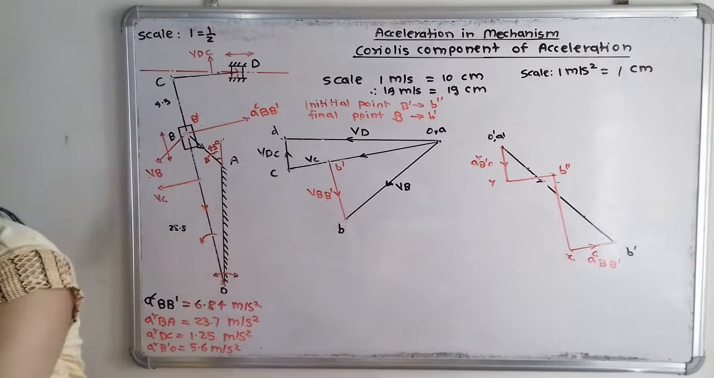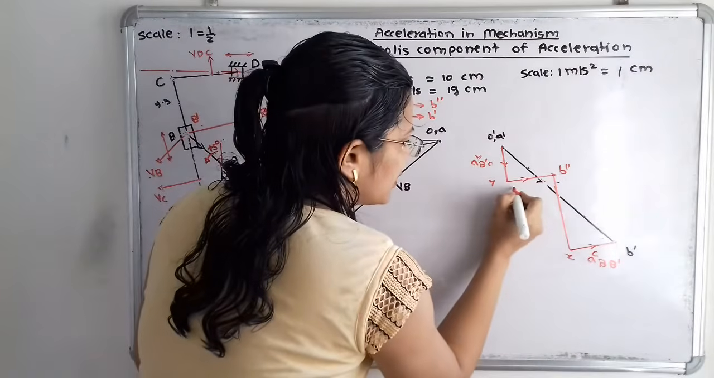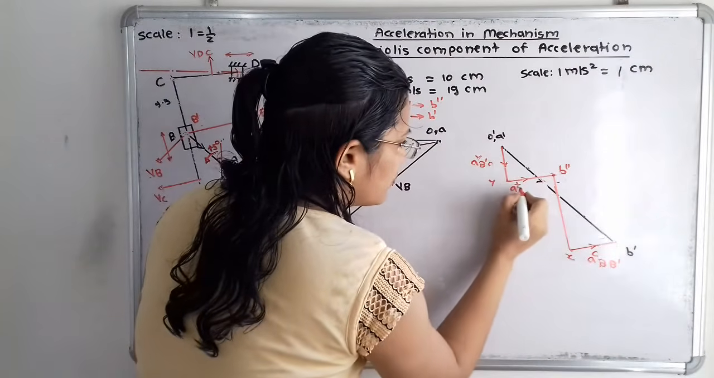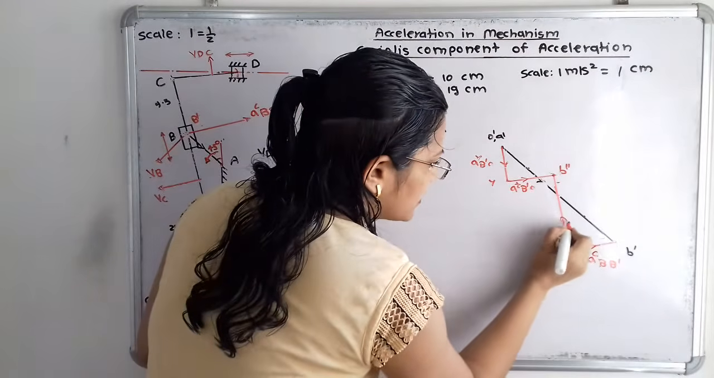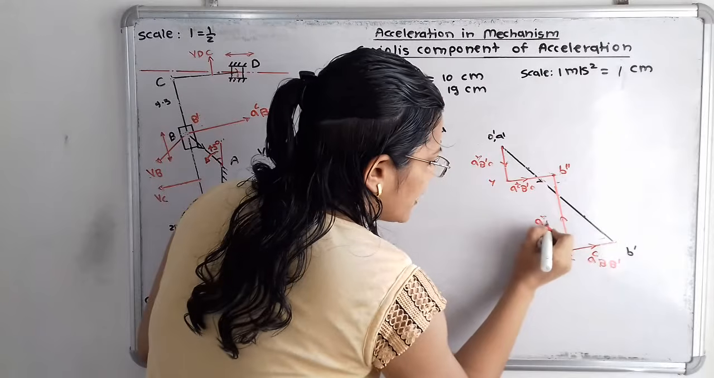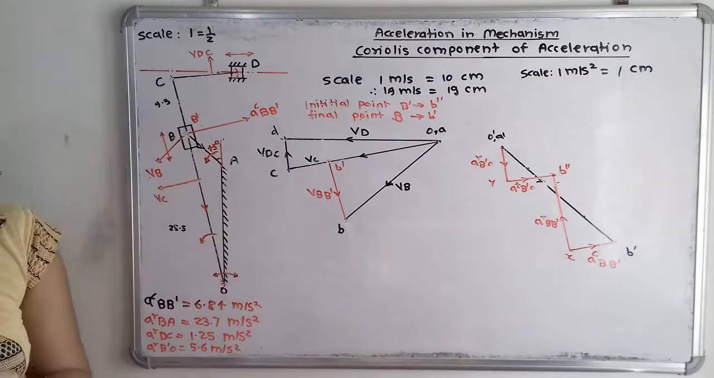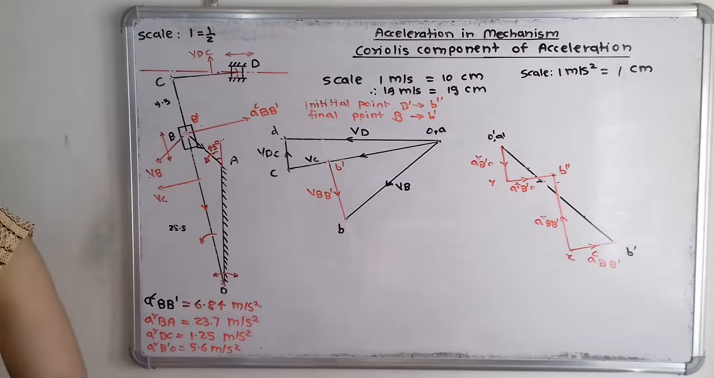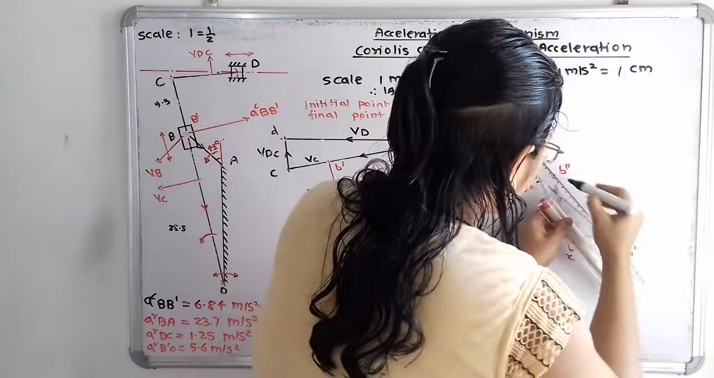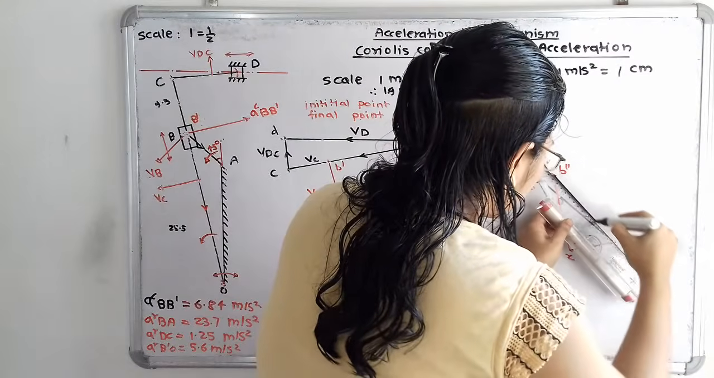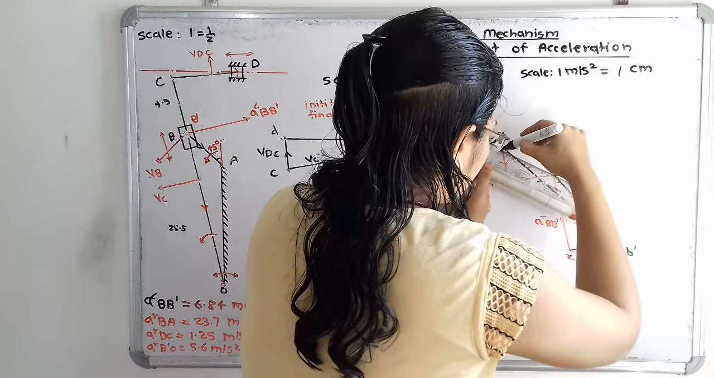So first I will indicate this. This will indicate the tangential component of acceleration of B dash O, and this X to B dash indicates the radial component of acceleration from B to B dash. So now join the end points, that is this B dash to B double dash, and also this O dash to B double dash.